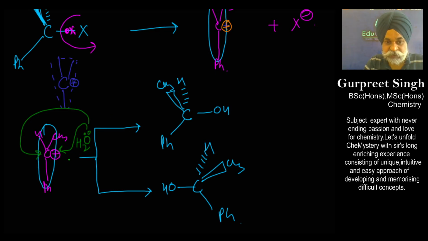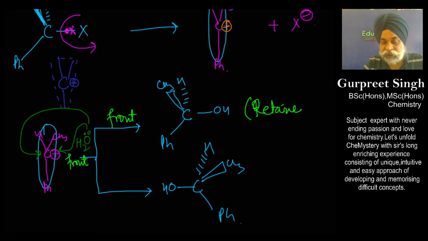One attack is from the front side. It is the front attack. If it is the front attack, you would get the same thing which we started with. So you would get the retained geometry. Why we are saying it is retained is because on this side earlier the Cl was attached, and if you are attacking from the backside of this, what you would now be getting is the inverted one.